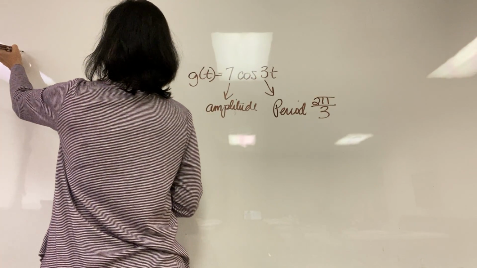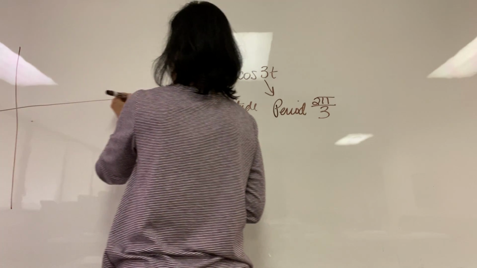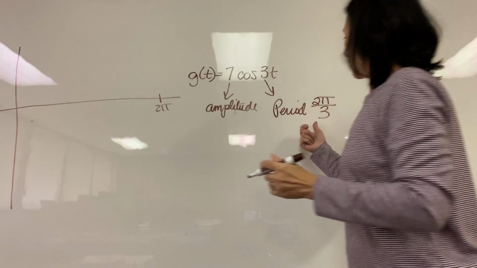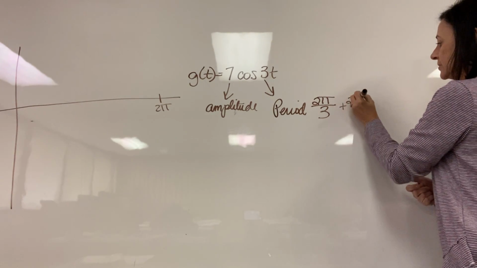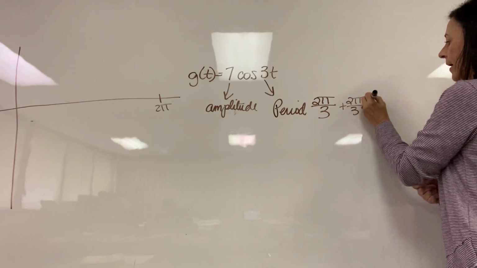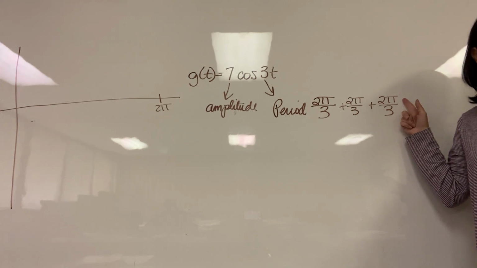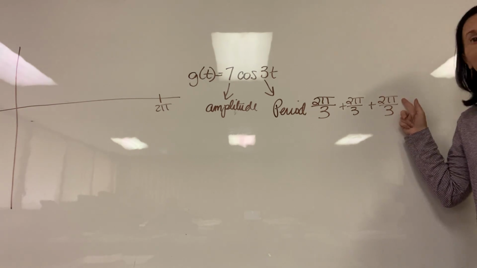So by the time we get to 2/3 pi, it's going to complete a whole wave. All right, so let's just prove that. 2/3 pi plus 2/3 pi plus 2/3 pi equals how much? 6 pi over 3, which is 2 pi.